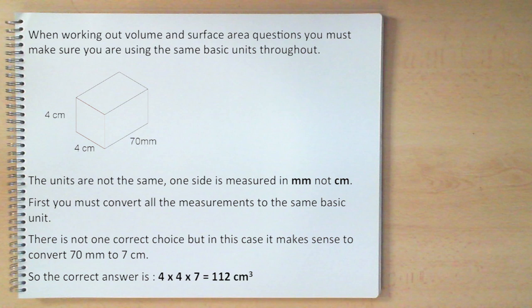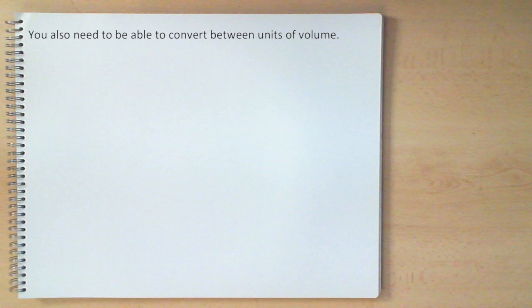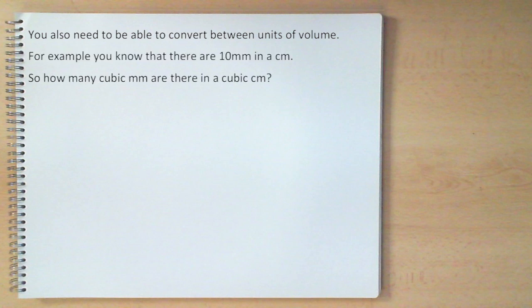Of course, at this point, we could convert this into millimeters cubed by multiplying the answer by 10 by 10 by 10, or in total by 1,000, to get the answer in millimeters cubed. Let's explore that idea a little bit more, because you do need to be able to convert between units of volume. For example, in 1 centimeter, we know that there are 10 millimeters. But is it obvious to you how many cubic millimeters there are in a cubic centimeter?